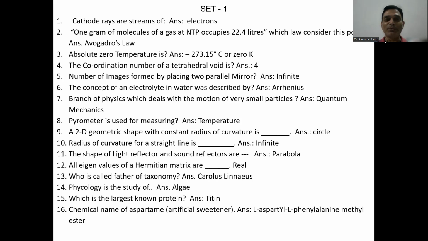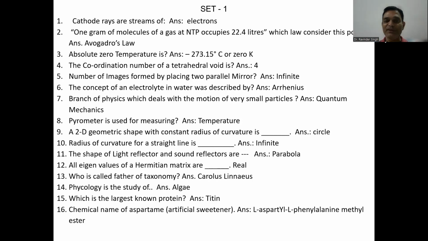The number of images formed by placing two parallel mirrors, answer is infinite. The concept of an electrolyte in water was described by, answer is Arrhenius. The branch of physics which deals with the motion of very small particles, answer is quantum mechanics. Pyrometer is used for measuring, answer is temperature. A 2D geometric shape with constant radius of curvature is a circle. The radius of curvature for a straight line is, answer is infinite.